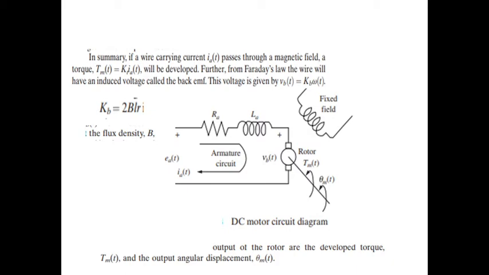So, first of all, we'll see what is a DC motor. A DC motor consists of two coils: one is the armature coil and the other is the field coils. The field coils generate a magnetic field, and the armature coil rotates under the magnetic field when I pass a current through the armature coil.